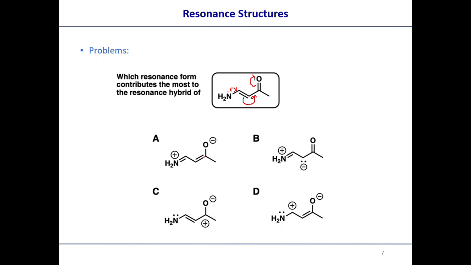So the correct answer is A, because here it's satisfying all the valencies and charges. So this is the correct resonance structure. We will check why the others are not correct resonance structures.